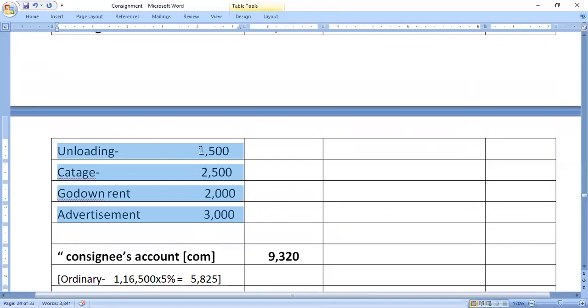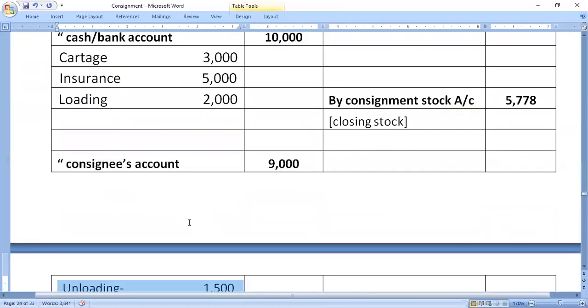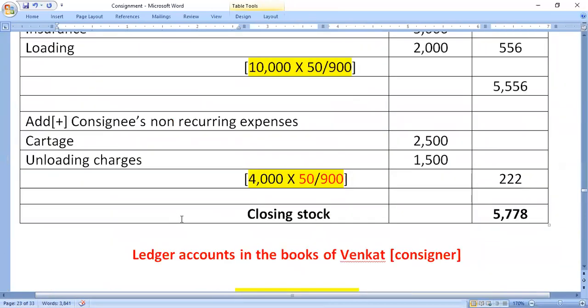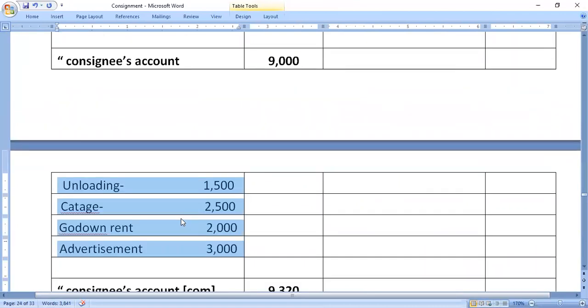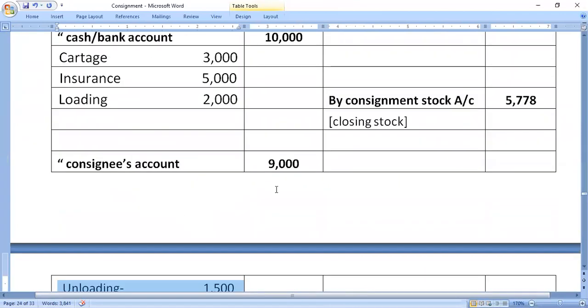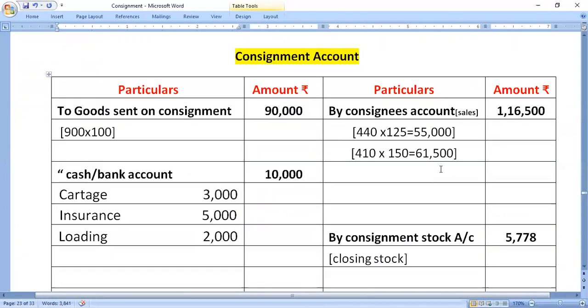Unloading 1,500, my dears. Cartage 2,500. Godown rent 2,000. Advertisement 3,000, my dears. Total leads to 9,000, my dears. Wait a minute, my dears. 2,500, 1,500, right? Total leads to 9,000. Then come to sales, my dears.